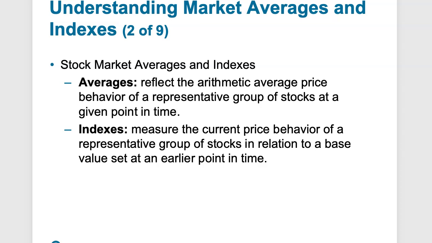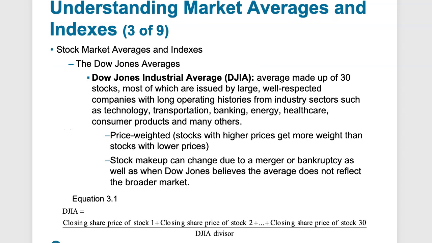Now, when we say market averages and market indexes, they're actually two very separate things. An average, like the Dow Jones average, reflects the arithmetic price behavior of a group of stocks at a point in time, whereas an index, like the S&P 500 index, measures the current price behavior of a group of stocks in relationship to a base set value at an earlier point. And this will become important later on in the class.